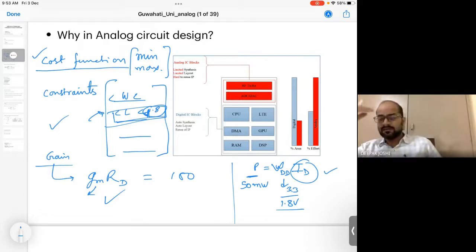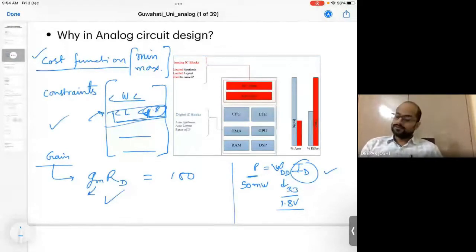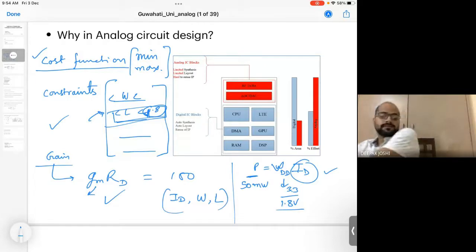similarly, there can be constraints related to the power dissipation, and then slew rate can be there, and if operational amplifiers are there, you can have the phase margin and gain margin as a constraint, because ultimately you can represent all such expressions in the form of W, L and I, isn't it? So ultimately the variables are, let's say, ID, W, L. So these will be the variables.